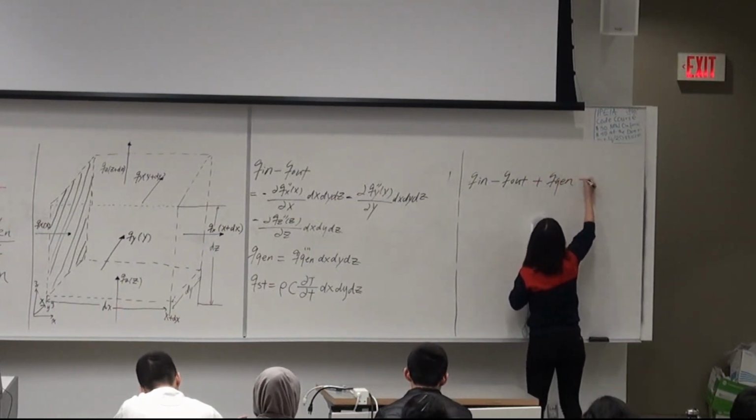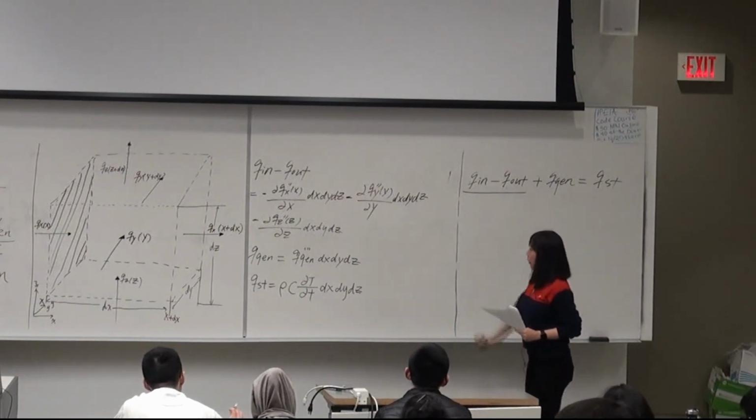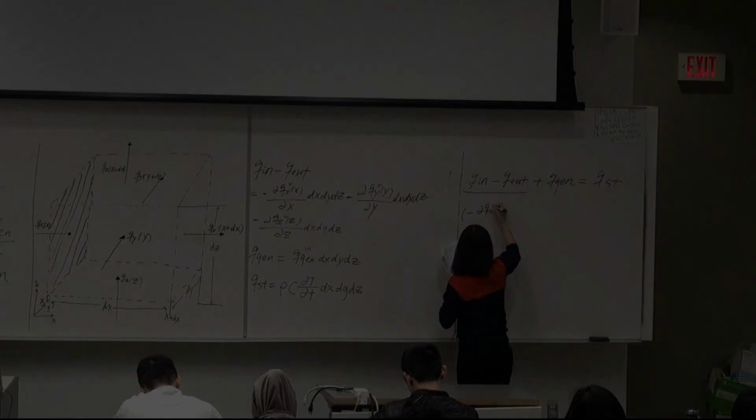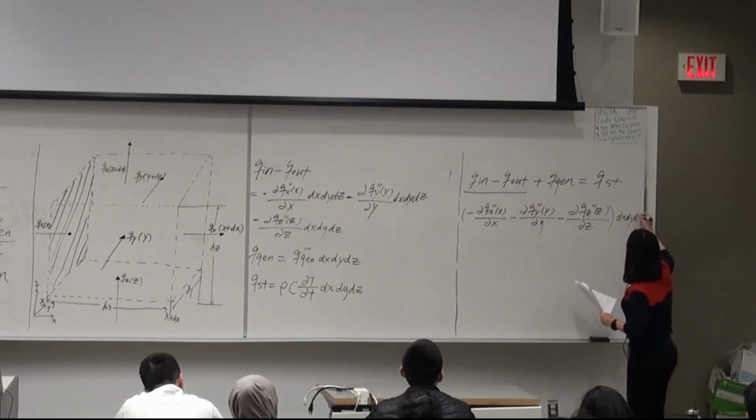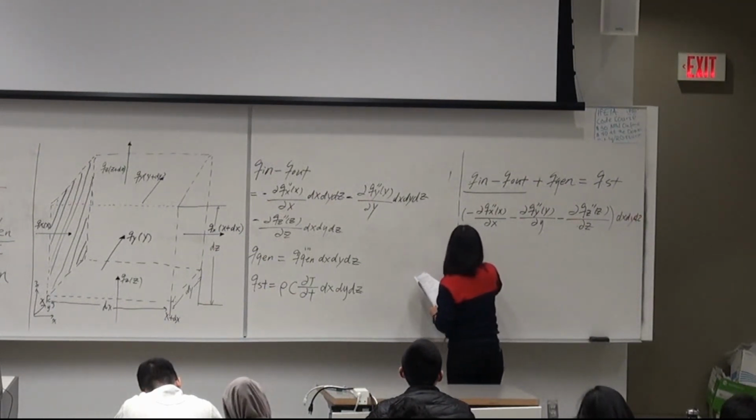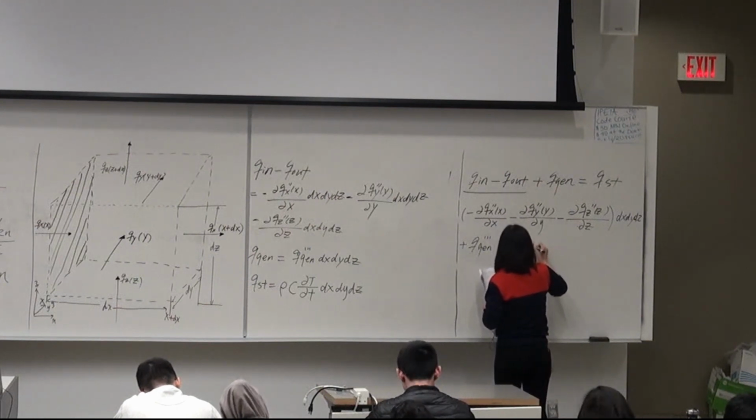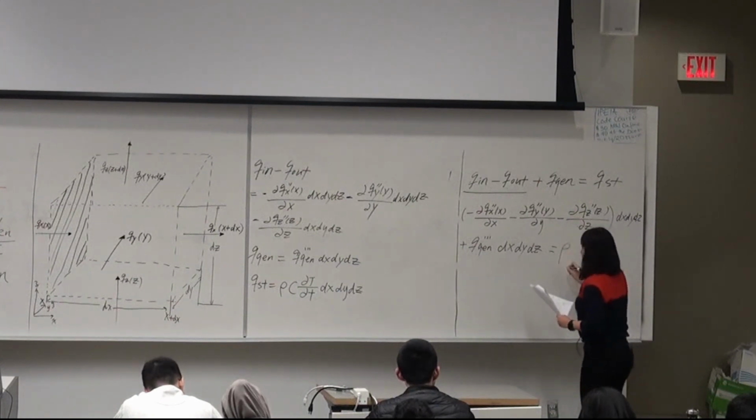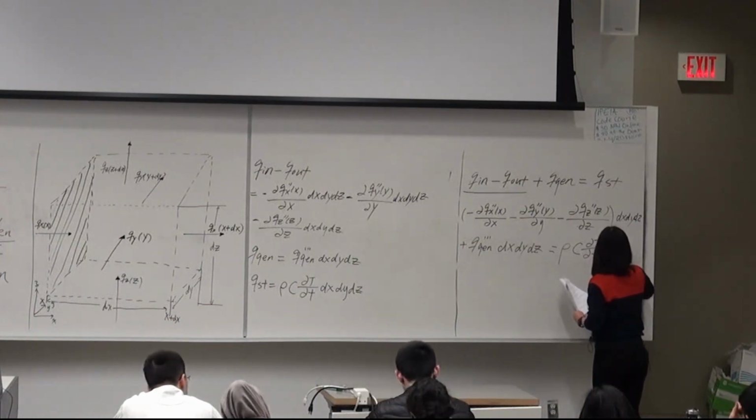Into the heat rate balance. Q in minus Q out, we already have, say, minus the volume of the element cube, plus Q generation, the volumetric heat generation term times the volume of our element cube. And finally, the heat stored: density, specific heat, heating or cooling rate times its volume.